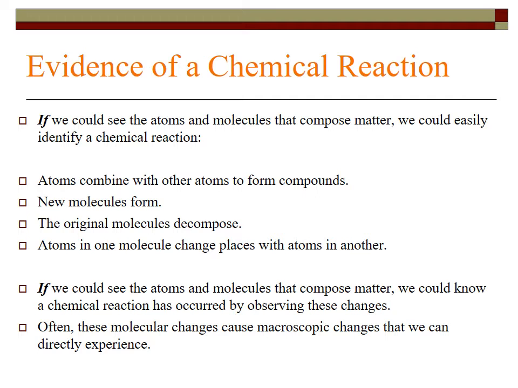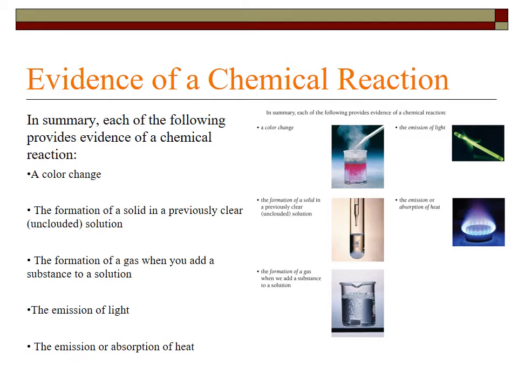Often, these molecular changes are so microscopic that we can't directly experience them just by looking at it. So we have to look at what are some evidences that I have a chemical reaction. In the following, there's a summary that gives us an overview of the evidence of a chemical reaction. We have a color change. You see there in the beaker, by mixing two things together, we're getting a change in color.